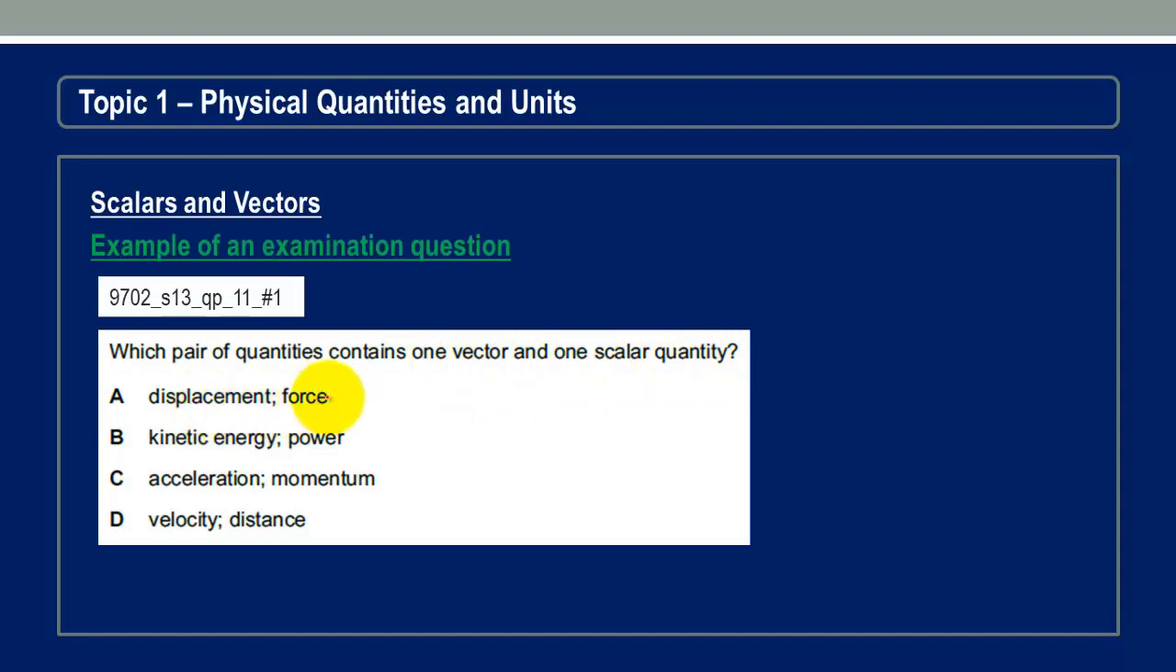Displacement is a vector, force is a vector, so both are vectors. So A is wrong. Kinetic energy is a scalar, power is a scalar, so both are scalars. Acceleration is a vector, momentum is a vector, both are vectors. While velocity is a vector, distance is a scalar, so the correct choice is D.